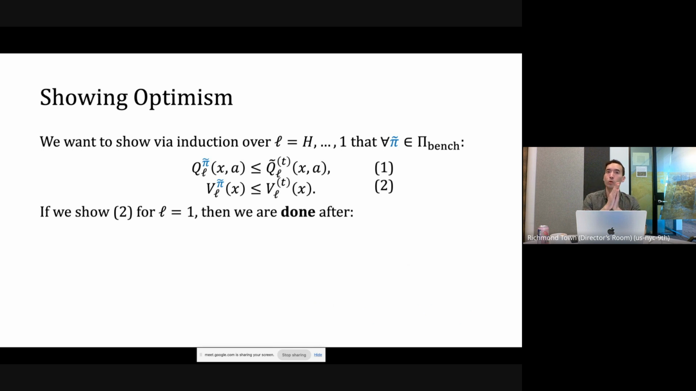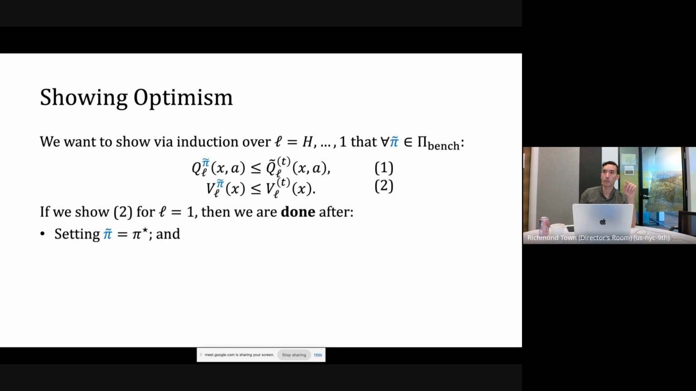If we show it for L equal 1, then we are basically done after doing the following. After substituting pi tilde with pi star, that's the benchmark policy we want to choose. And after we relate Vt, which is on the right-hand side of equation 2, to V pi hat of t, because that's the quantity that we are actually interested in at the end. And we can relate the two using a standard elliptical argument.